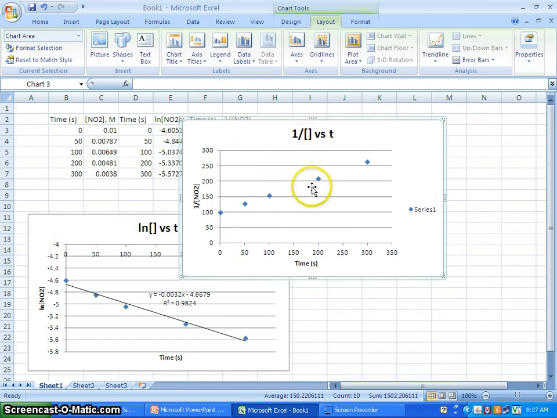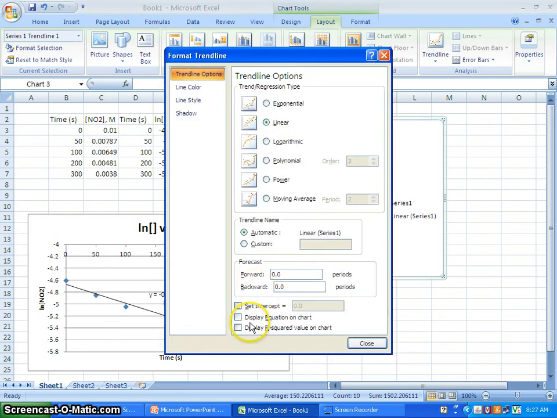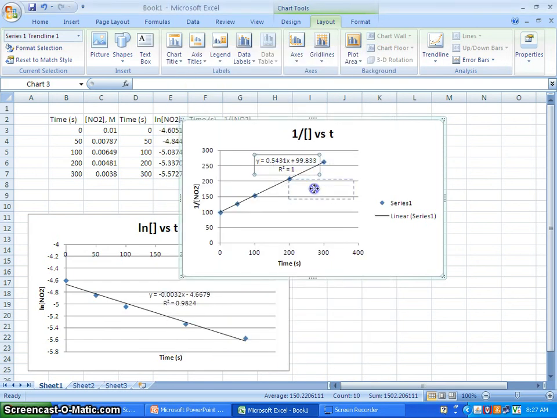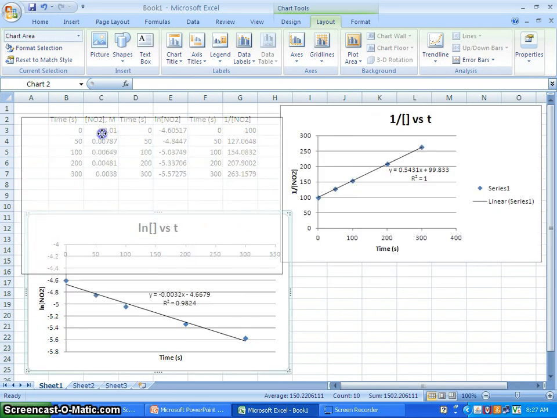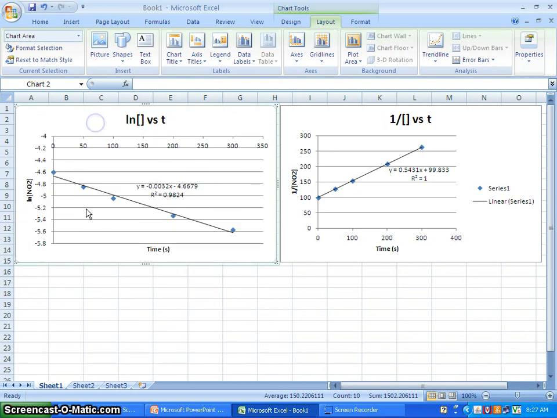Okay, now once I've done that, again, I want to go back here, click on my data point, right click, add trend line, linear, again go back down here to display equation on the chart, and display r² value. Now we can see from this data that my r² value is 1, so that means all these data points are a straight line. So now I want to compare these two graphs so that we can examine them and determine our rate order. Now, since the r² value is closer to 1 in my 1 over concentration versus time graph, that means that my reaction is second order.